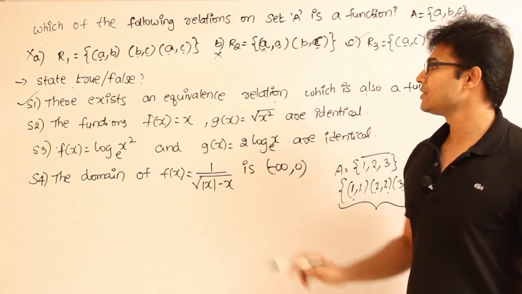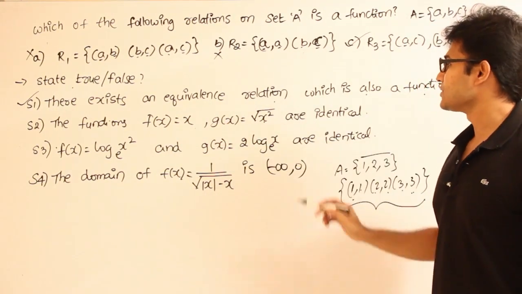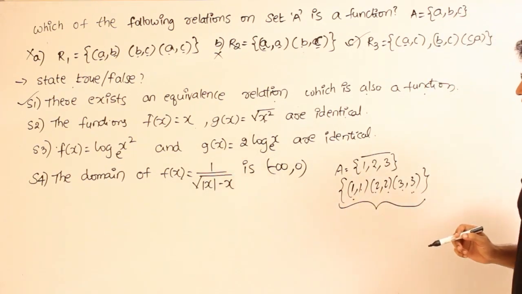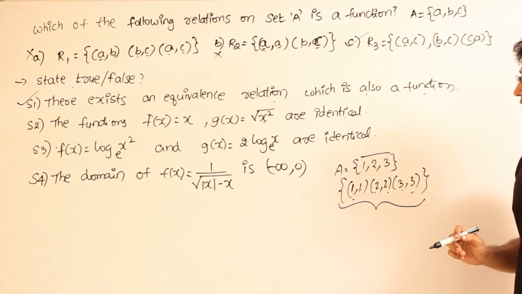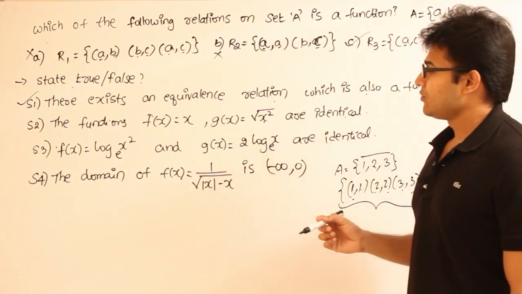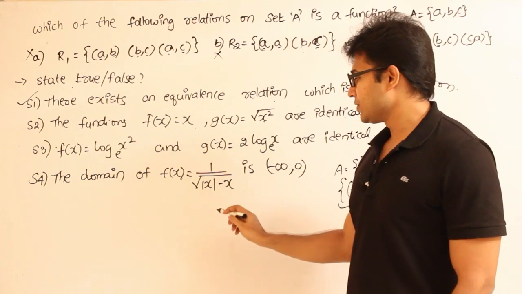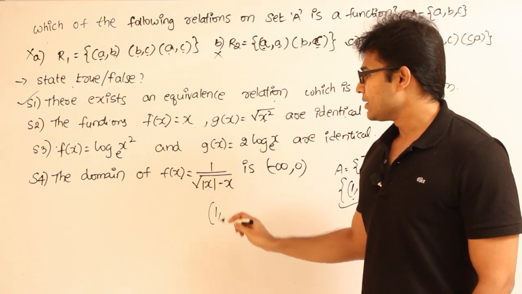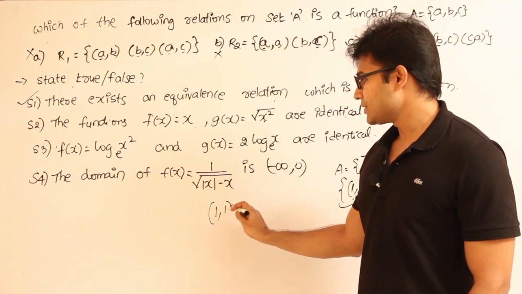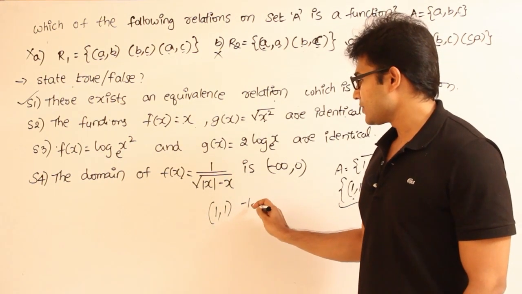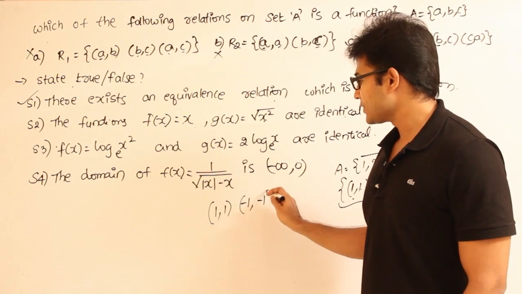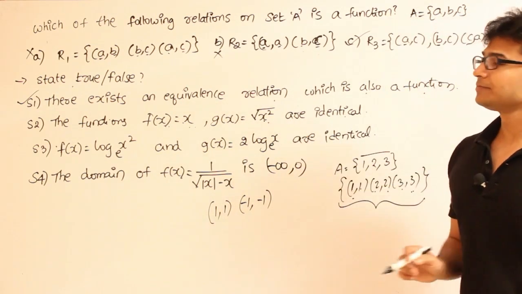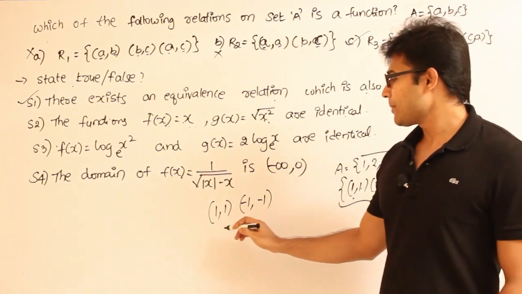The functions f of x equal to x and g of x equal to x square are identical. So they are saying that f of x equal to x and g of x equal to root of x square are identical. So let's see this. Now if you look at f of x, if you take the element x equal to 1, then it is going to map 1 to 1 itself. If you take element minus 1, it is going to map minus 1 to minus 1 itself, because f of x equal to x.